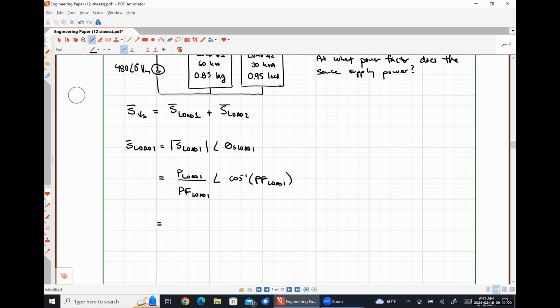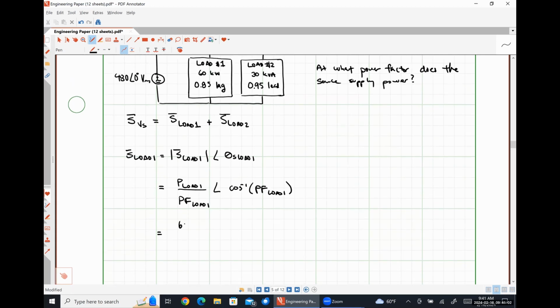So that would be 60 kilowatts divided by 0.85 with an angle of the inverse cosine of 0.85. And I'm just going to throw that into my calculator here.